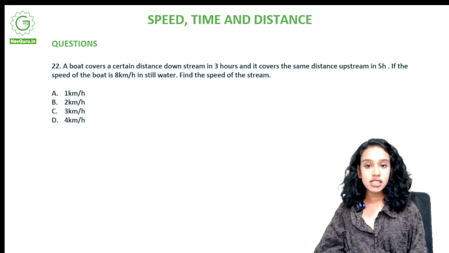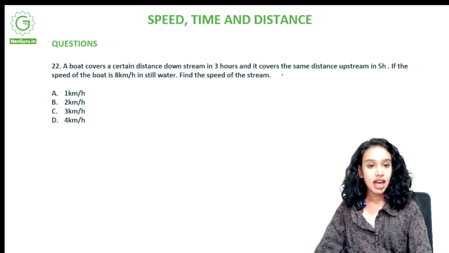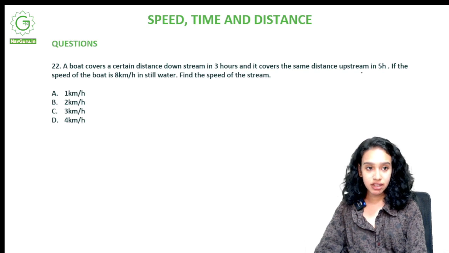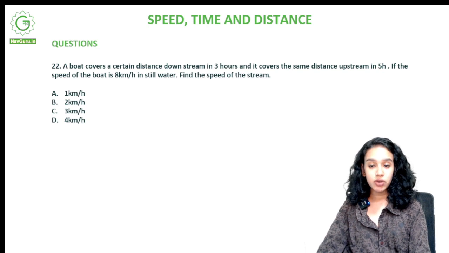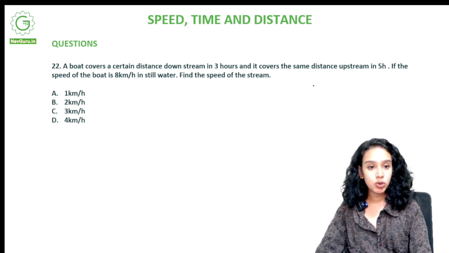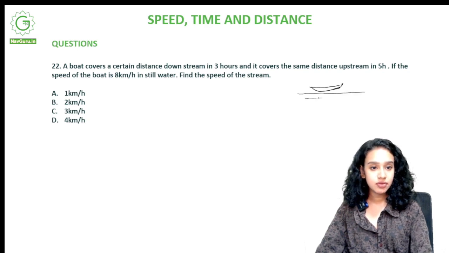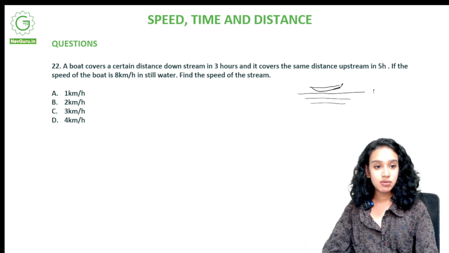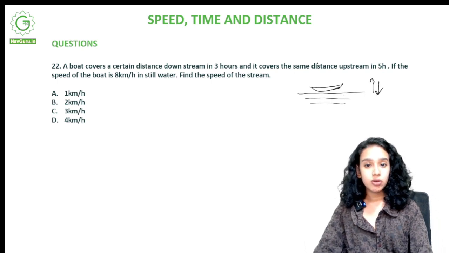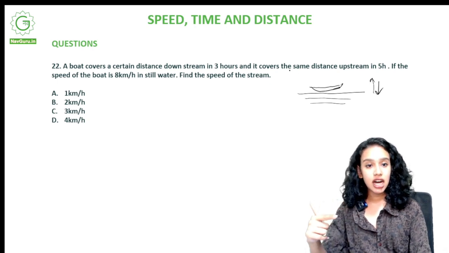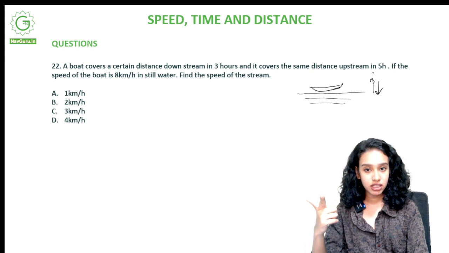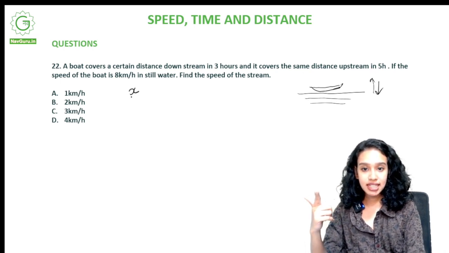A boat covers a certain distance downstream in 3 hours and it covers the same distance upstream in 5 hours. If the speed of the boat is 8 km per hour in still water, find the speed of the stream. So here is a boat, right? We have a boat here and this water is still. Now we have a flow upstream and downstream, right? A boat covers a certain distance downstream in 3 hours and the same distance upstream in 5 hours, right? So a boat is covering X distance in 3 hours.